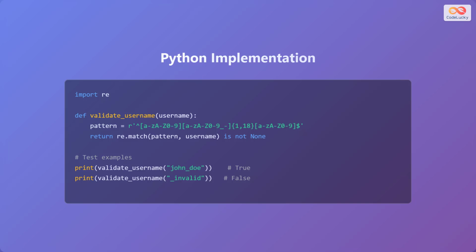Let's see how to implement this in Python. First, import the re module for regular expressions. Define a function validate_username that takes a username as input. The pattern variable is assigned the regular expression. Our pattern is ^[A-Za-z0-9][A-Za-z0-9_-]{1,18}[A-Za-z0-9]$. The function returns true if the username matches the pattern, and false otherwise. In the test examples, John_Doe returns true while _invalid returns false.